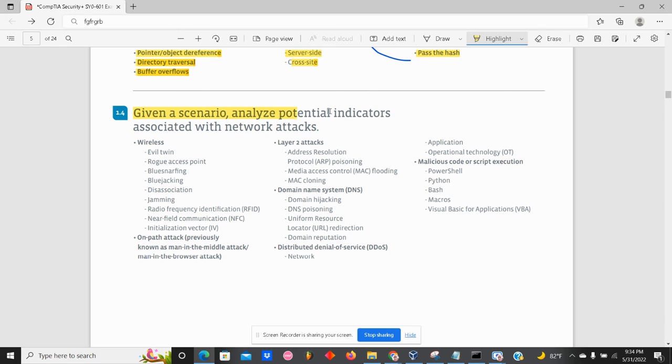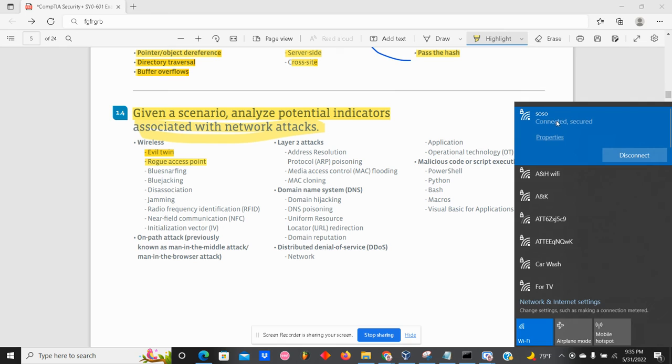Okay, 1.4. Given a scenario, analyze potential indicators associated with network attacks. Evil Twin is like a rogue access point. A rogue access point is just those Wi-Fi networks that randomly appear, and you could turn on your hotspot and that'll become a rogue access point. An Evil Twin is a rogue access point used for malicious purposes that tries to mimic a current network that's available. For example, if I take my current network, an Evil Twin could pop up with the same name, so it'll confuse people into connecting to that one instead of the one that I currently have.